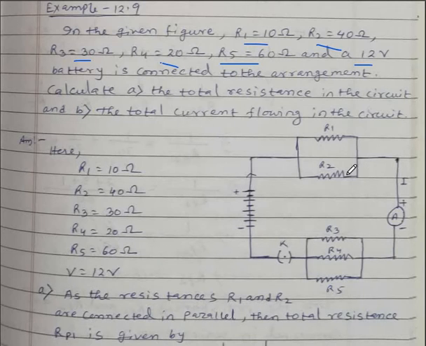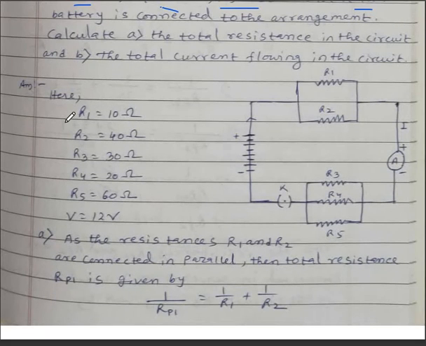The question asks: calculate total resistance in the circuit and total current flowing in the circuit. The diagram should be drawn perfectly. Then you can write all these resistances: R1 10 ohm, R2 40 ohm, R3 30 ohm, R4 20 ohm, R5 60 ohm. Voltage V is equal to 12 volt.